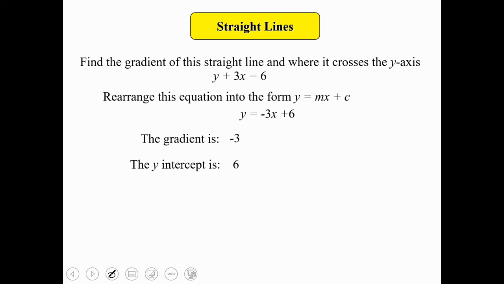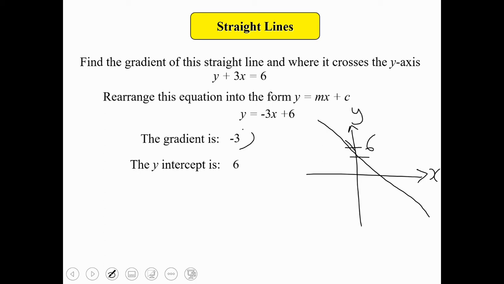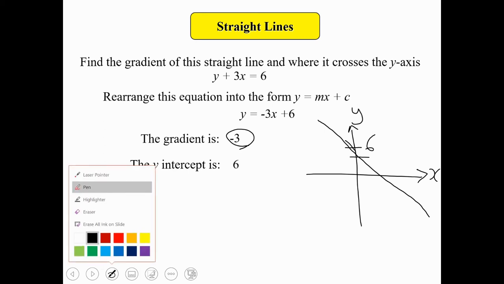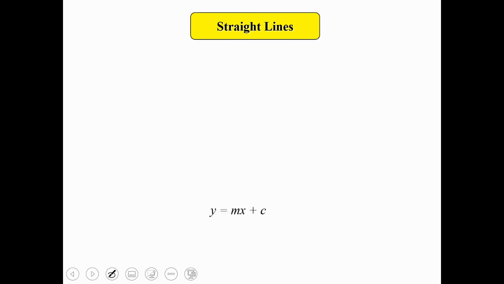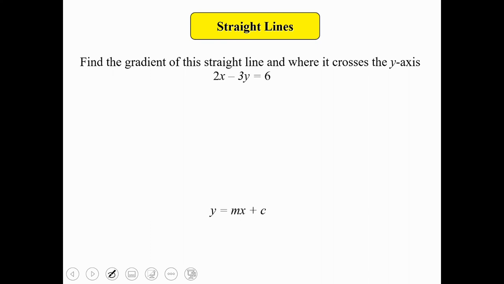So therefore, if I was to draw this on a graph, it has a negative gradient, so it's going to go downwards, but you would cross the y-axis at 6. Because it has a negative gradient, the line will be going downwards. This is just a rough sketch of how the graph would look. Let me just erase this. Hope that makes sense.